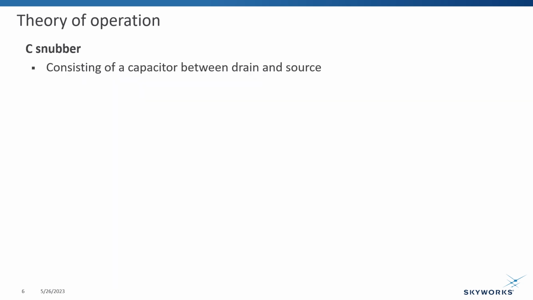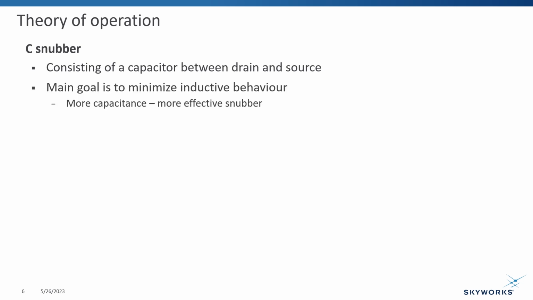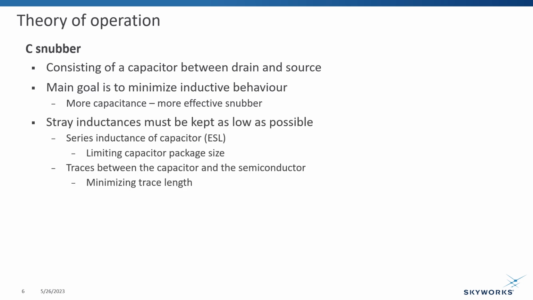The simplest way of reducing the ringing is to place a capacitor between the drain and source. This is called a C-snubber. The idea behind the C-snubber is to place a capacitance in parallel with the switch big enough to make the inductive behavior of the switch insignificant. To have an effective C-snubber, one must pay attention to stray inductances, like the series inductance of the capacitor or the traces. C-snubbers can reduce the peak voltage, the frequency and time of ringing.